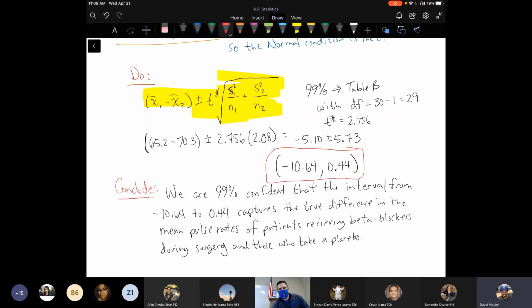So then lastly, we get to our conclusion here. In our conclusion, we are 99% confident that the interval from negative 10.64 to 0.44 captures the true difference in the mean pulse rates of patients receiving beta blockers during surgery and those who take a placebo. There you go. That's our conclusion. We have now constructed and interpreted our confidence interval.